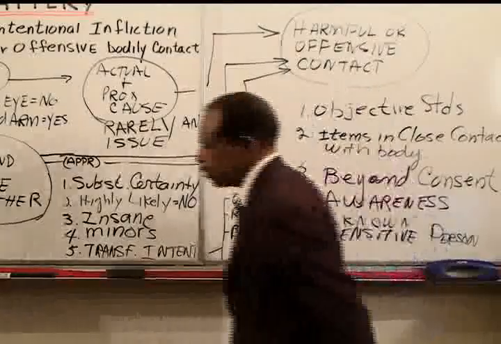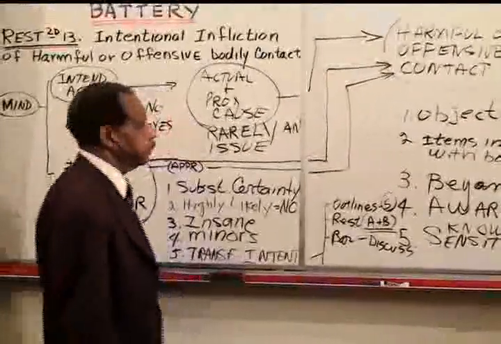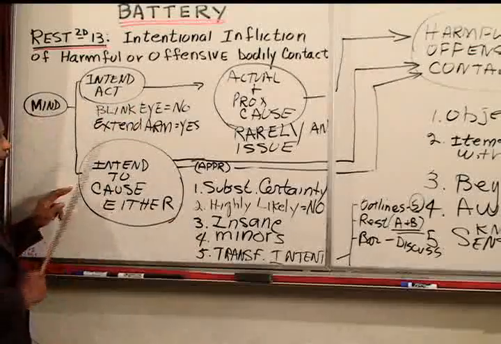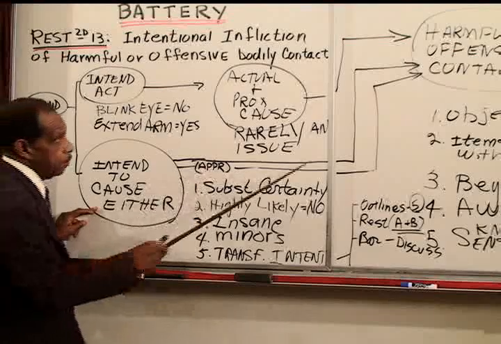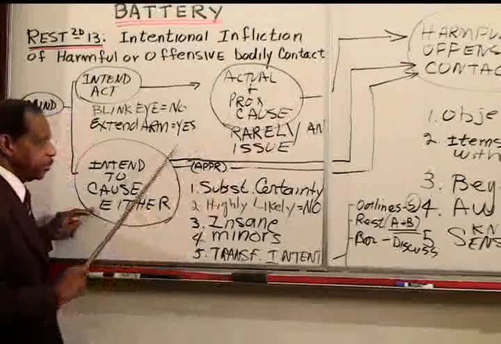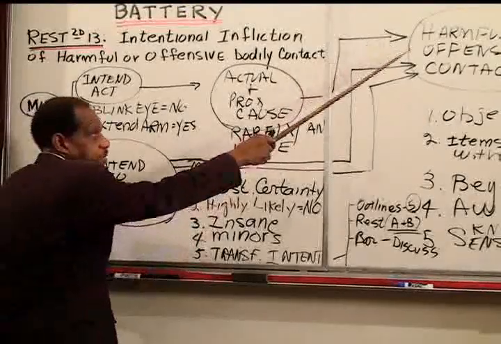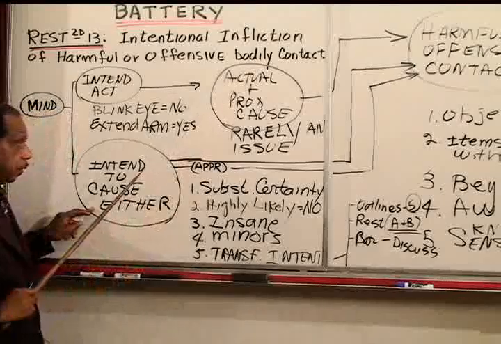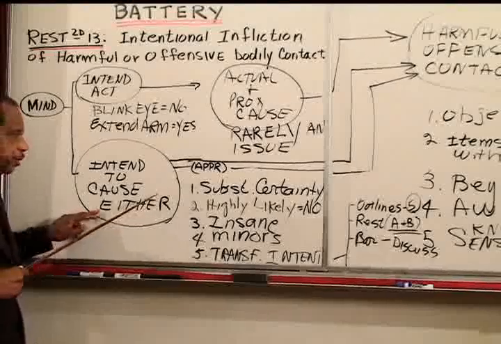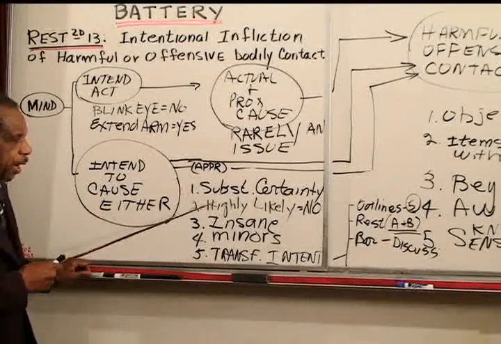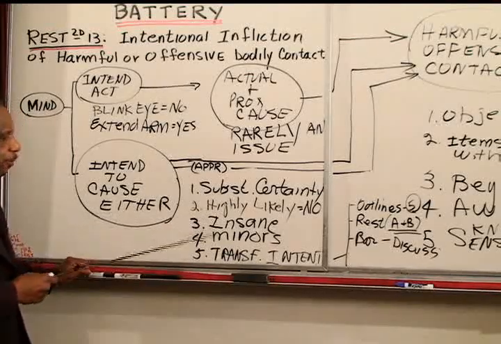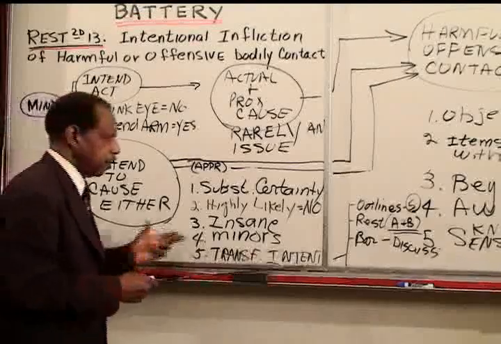That is, I think, everything I can think of that you might want to know about the law of battery. Let's do a quick summary. For this pathway here, the mind has to intend to cause either the harmful or offensive touching, using objective standards. The mind has to intend to cause the kind of harm that a reasonable person would find offensive, or the mind must intend to cause apprehension of that. With regard to this intent, substantial certainty will do, highly probable will not do. Insane people can have the states of mind that are required for battery. Minors can. Transferred intent doctrine is all over the place.